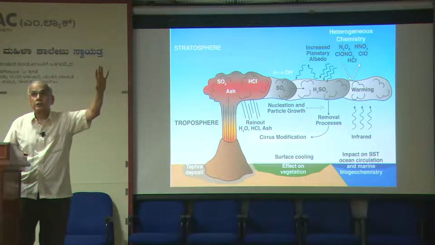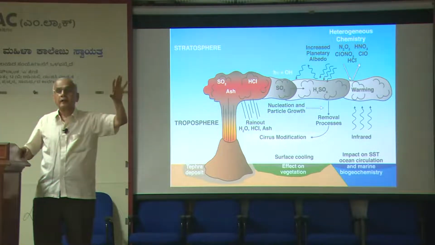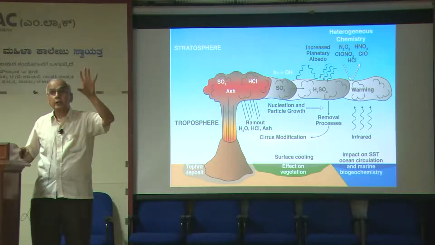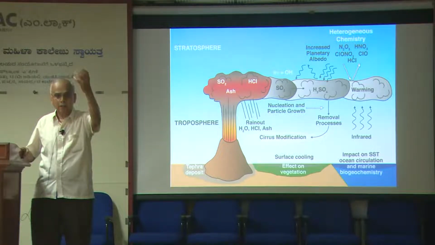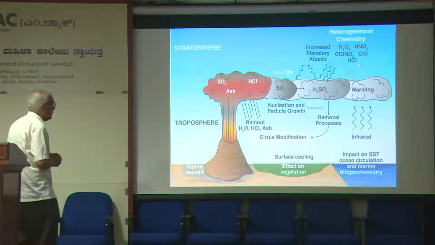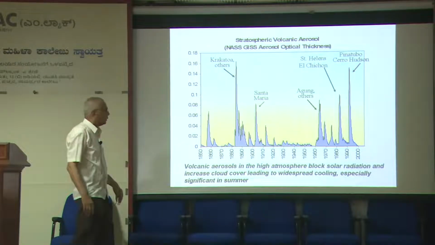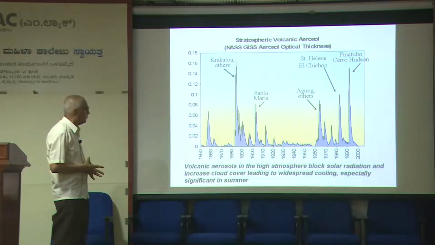CO2 remains a long time. CO2 is there for the next couple hundred years. It's a gas. It doesn't condense. But particulates are solids or liquids. They will fall down. So when a volcanic eruption occurs, next slide. There were so many eruptions in the last 150 years. Okay, let's go to the next slide.